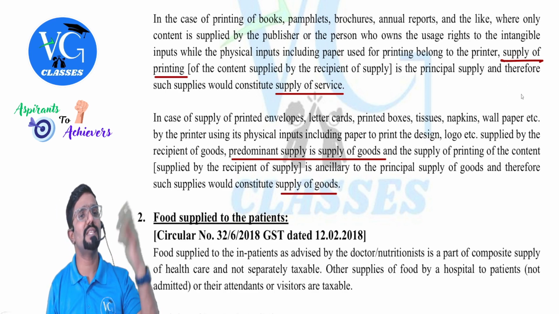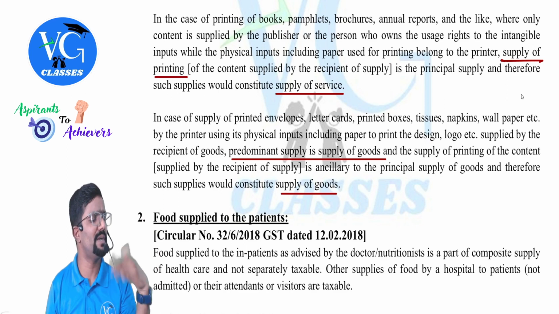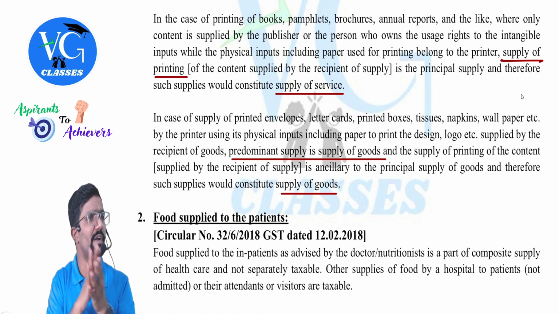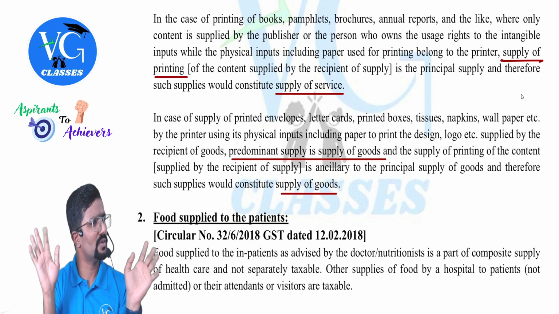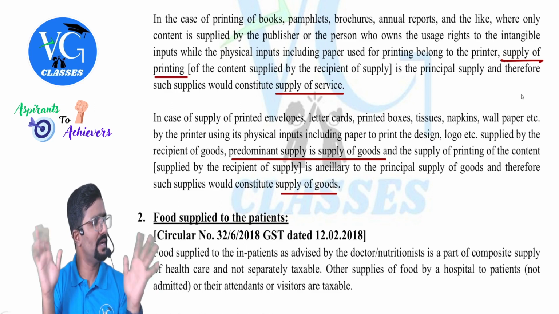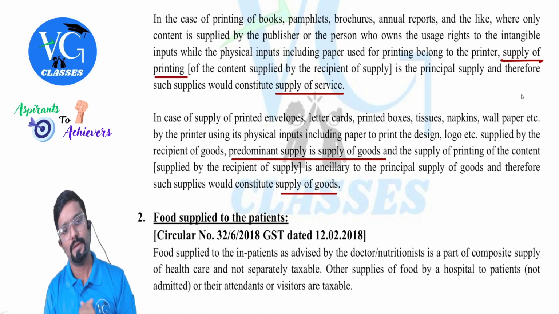And sir, what if by chance the seller is charging two separate prices? For example, t-shirt separate, printing separate. For t-shirt 1000, for printing 200. Then they are two separate supplies. No question of composite, no question of principal. Clear? So it is two separate supplies, guys.